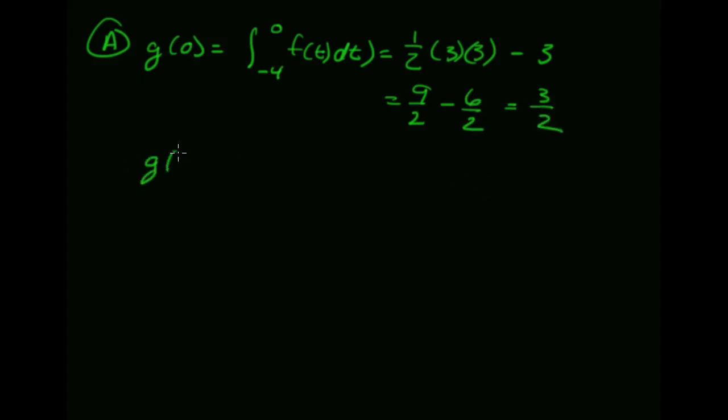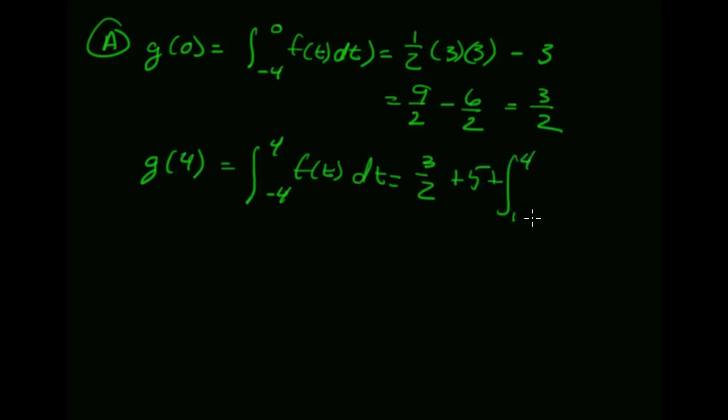Okay. So we also need g of 4. Well, that's going to go from negative 4 to 4 of f of t dt. We already know from negative 4 to 0 is 3 halves. We just figured that out. We know that the big loop B is 5, so we're going to add that in. And then we need the integral from 1 to 4. We know that that other loop is the function negative x squared plus 5x minus 4 dx. If I load this into a calculator, I get 11.